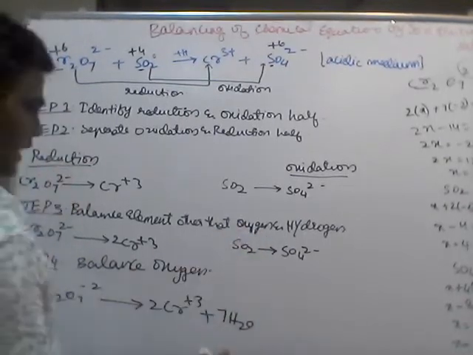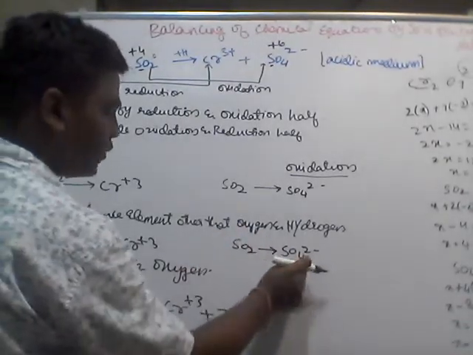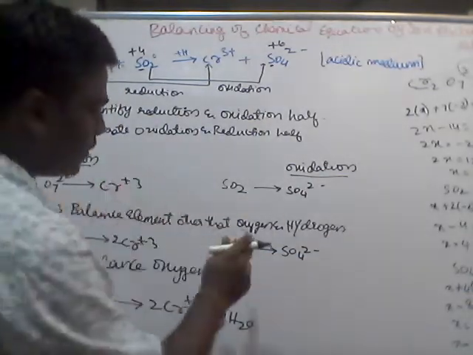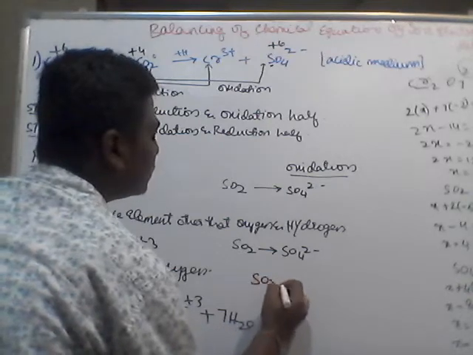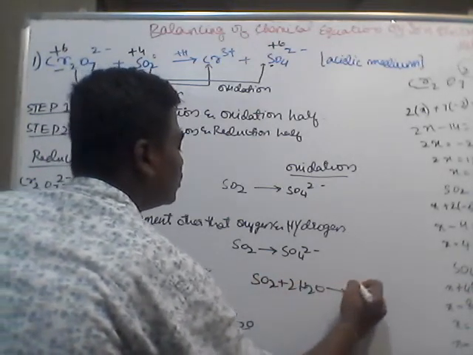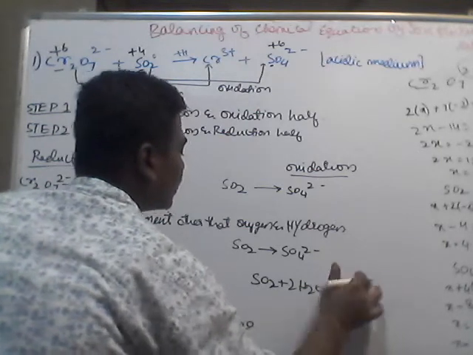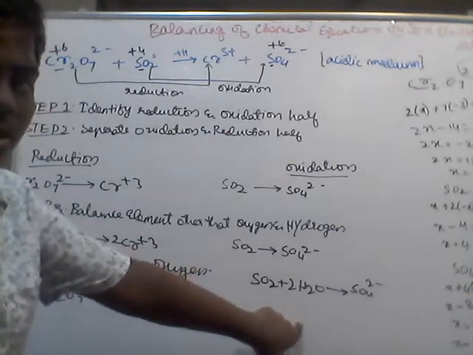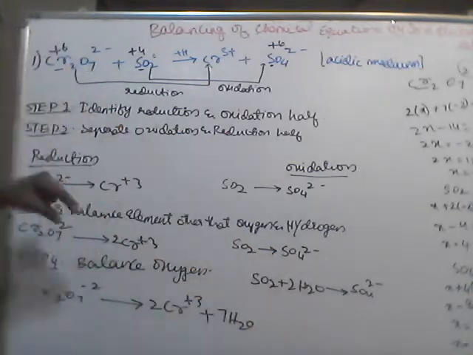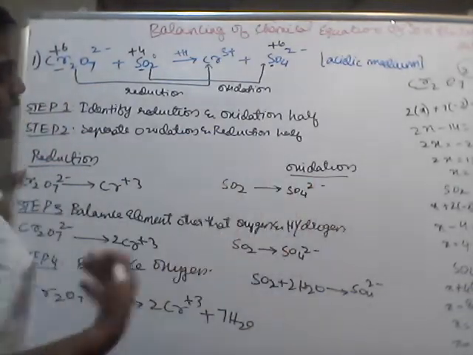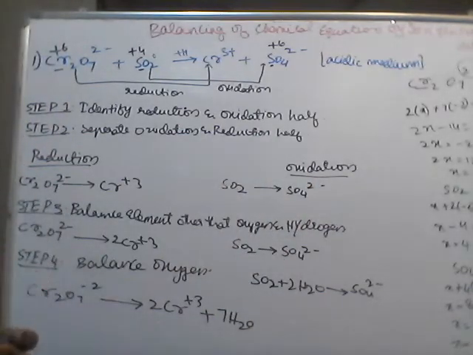Next, coming to this side. Here 2 oxygens, here 4 oxygens. On the reactant side, 2 oxygens are lacking. So on the reactant side, I will add 2 water molecules. Here in the reduction half, I added on the product side. Here, I add on the reactant side. So this is our step 4.